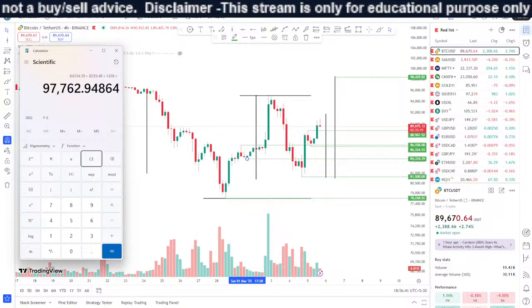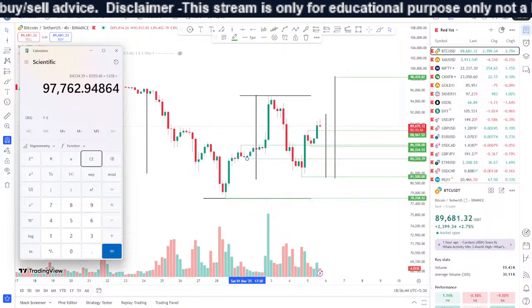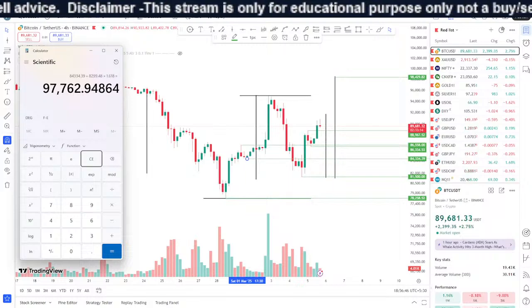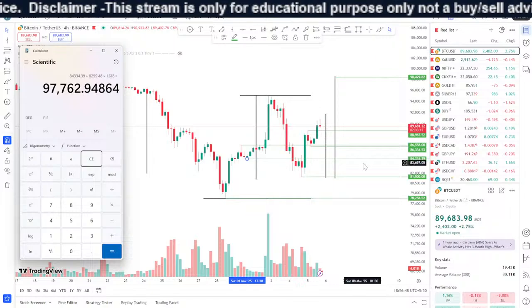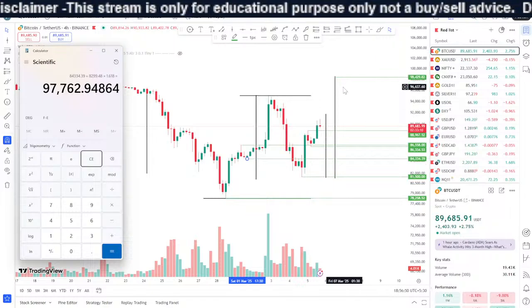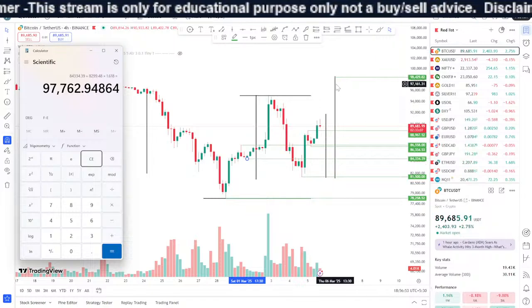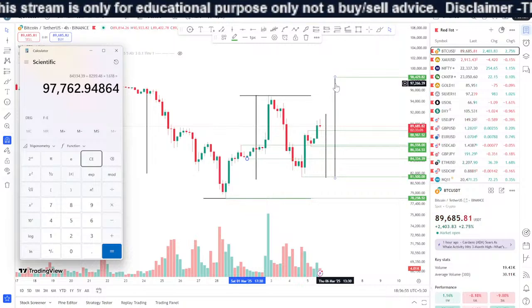What is the target? The target is 97,762, which is 1000 points or less, which is not yet completed yet. Even that range is pending. Okay.